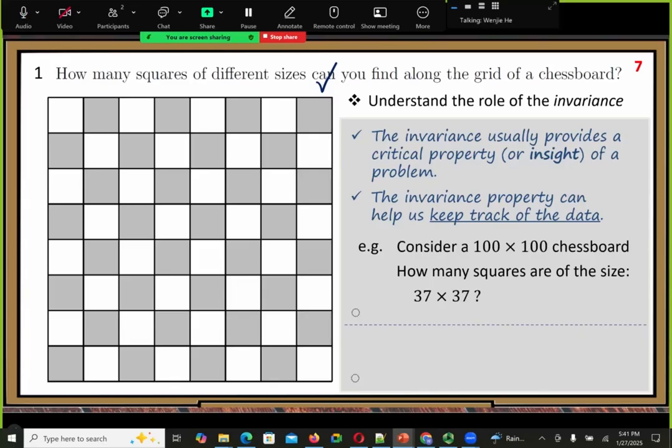Almost impossible. Okay? That's the first usage of this invariance. Definitely, we may have several other usages. The second usage.